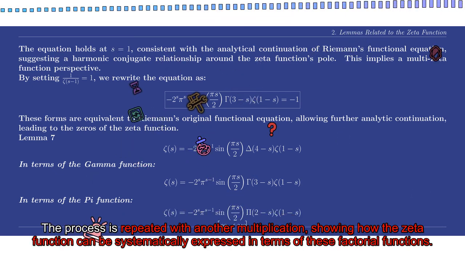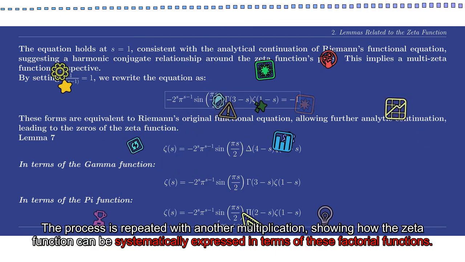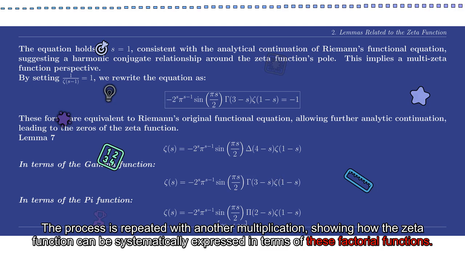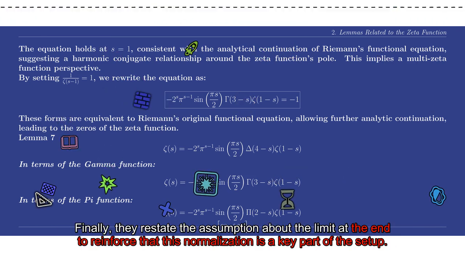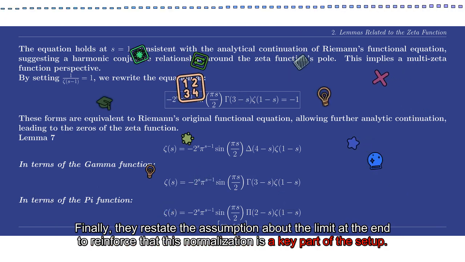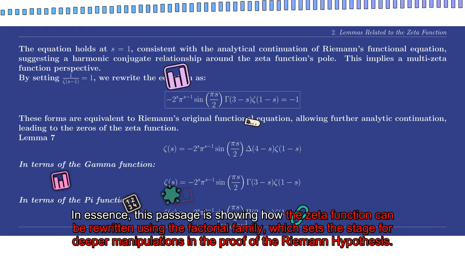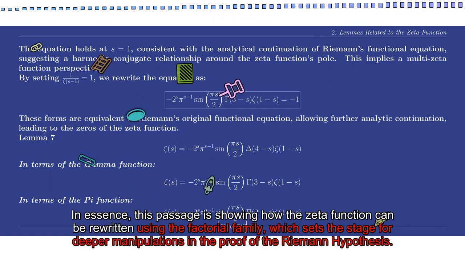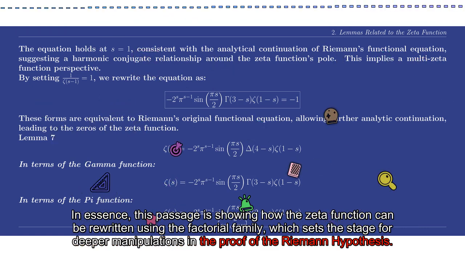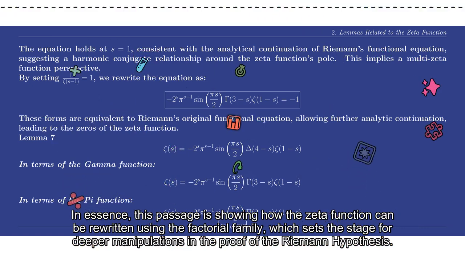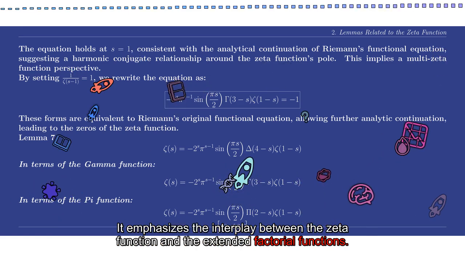The process is repeated with another multiplication, showing how the zeta function can be systematically expressed in terms of these factorial functions. Finally, they restate the assumption about the limit at the end to reinforce that this normalization is a key part of the setup. In essence, this passage is showing how the zeta function can be rewritten using the factorial family, which sets the stage for deeper manipulations in the proof of the Riemann hypothesis. It emphasizes the interplay between the zeta function and the extended factorial functions.